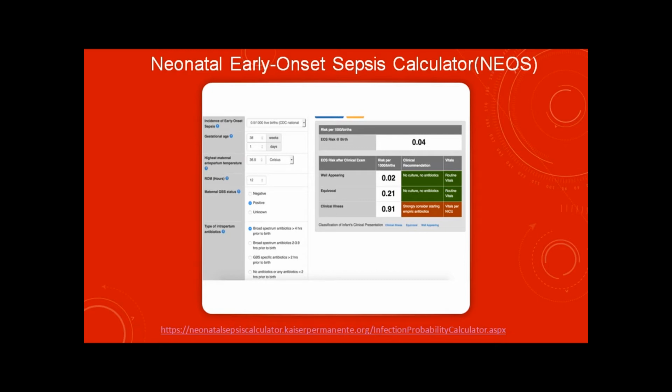There's a threshold for a blood culture at 1 per 1,000. So if this score here is 1 per 1,000, it's going to recommend doing a culture. If it's greater than 3 per 1,000, it's going to suggest empiric antibiotics. And all of these maternal risk factors on the side are what they predicted for early onset sepsis. So in our study, the CDC incidence we used was 0.5.